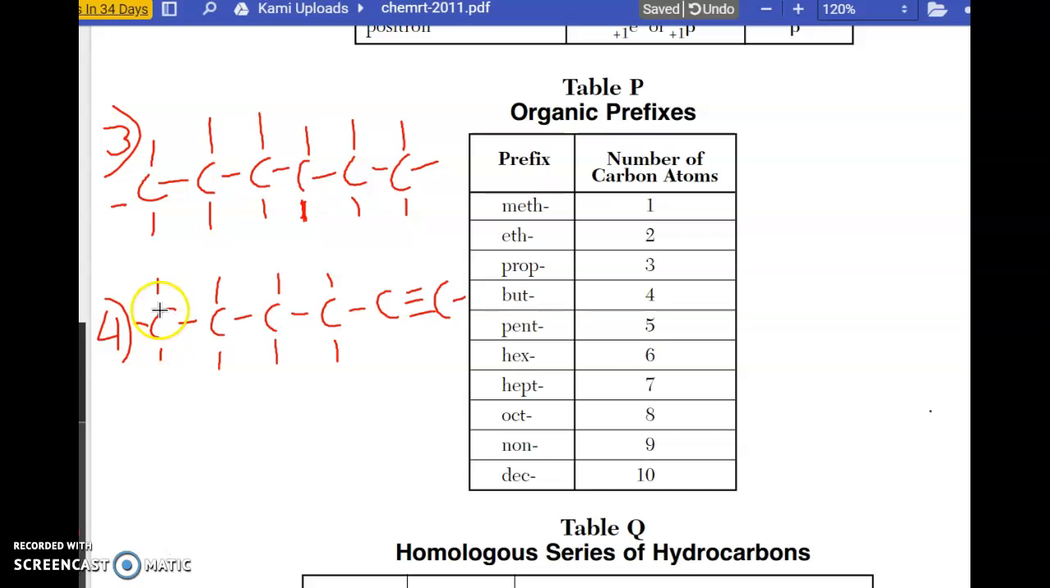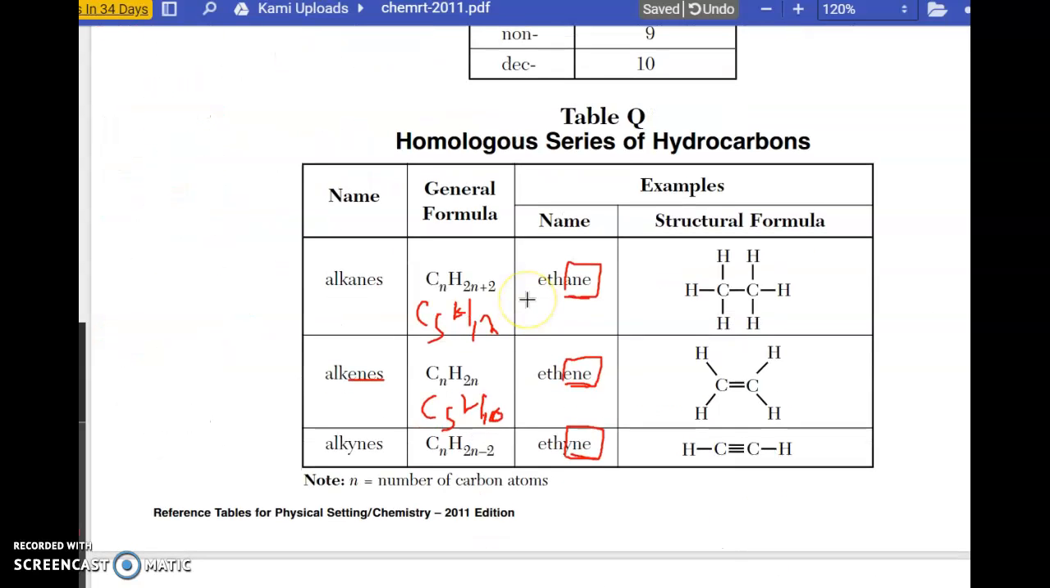Alright, let's work on naming this first one, number 3. Again, we want to figure out which prefix to use first. I have 1, 2, 3, 4, 5, 6 carbons, so its prefix is hex. So we're going to just write hex. And if we look at the second one, 1, 2, 3, 4, 5, 6, number 4 also has 6 carbons, so this one also is going to start with hex.